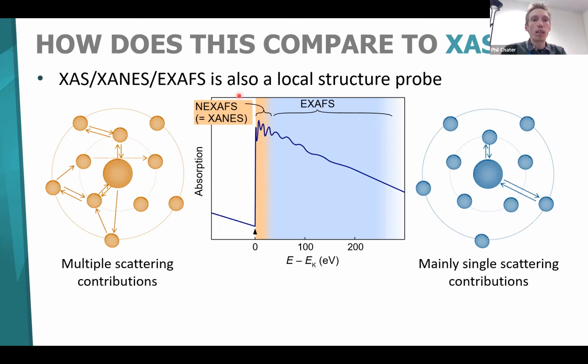And although the exact nature of the information changes depending on the XANES or the EXAFS region, because they depend on the types of scattering events that you're looking at, these are still local structure probes to look at disorder and local structure in your system. But although it gives you the same type of local structure information, there are some critical differences between XAS and PDF analyses that we should go through.